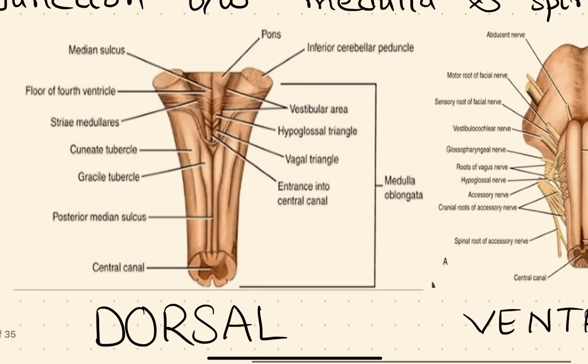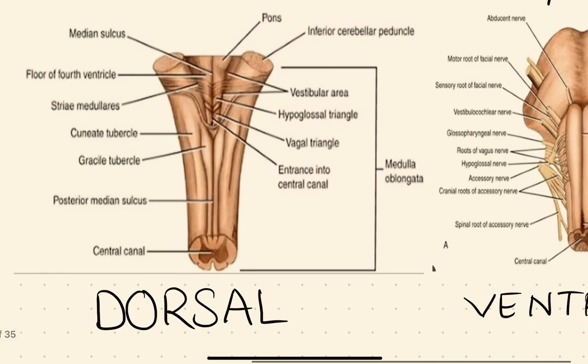Now if we look at the dorsal surface of the medulla, this is the superior median fissure. These tubercles are the gracile tubercles. Lateral to the superior median fissure are the gracile tubercles, and lateral to these we have the cuneate tubercles. Anterior to this region we have the vagal triangle, and above the vagal triangle there is also a small triangle known as the hypoglossal triangle. Then anterior to that we have the vestibular area, then the fourth ventricle.